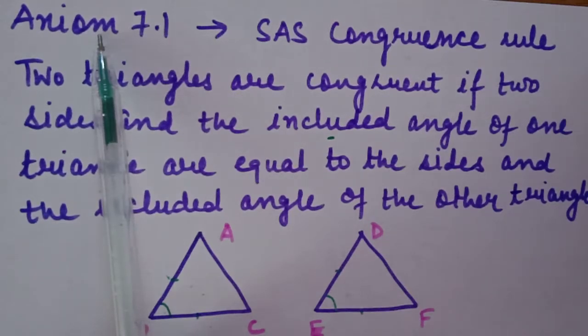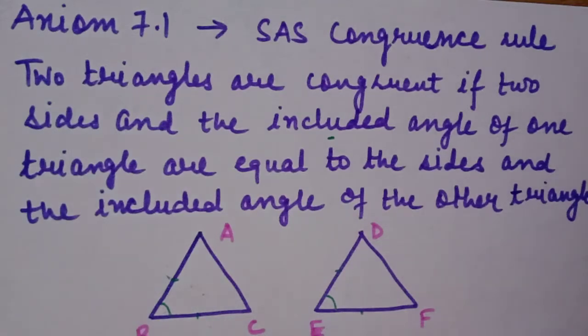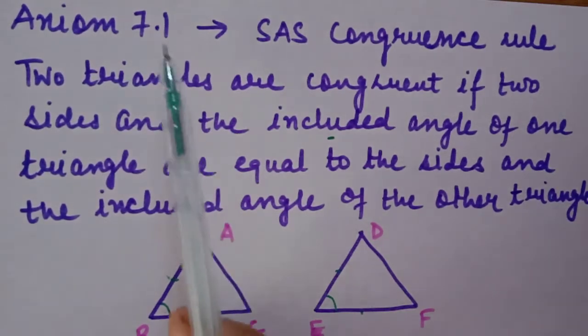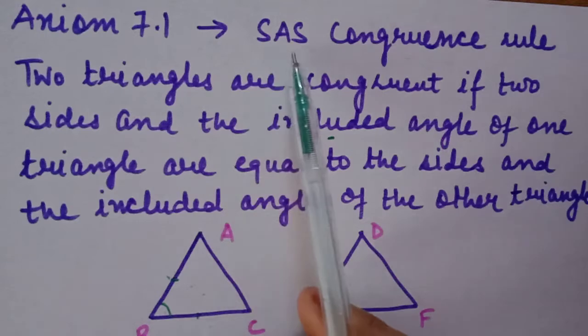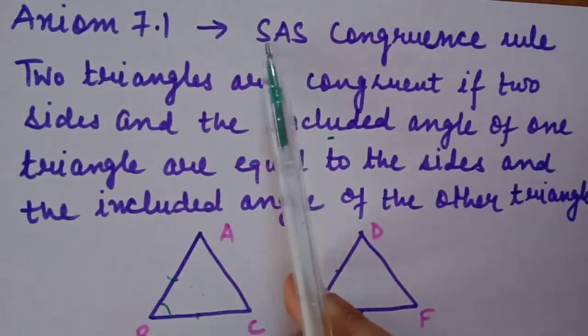Theorems are those statements which we can prove, and they have proof. We can prove them with the help of our previous knowledge and with some logical reasoning, axioms, identities. We call them theorems. First, axiom 7.7 is a congruence rule, SAS.